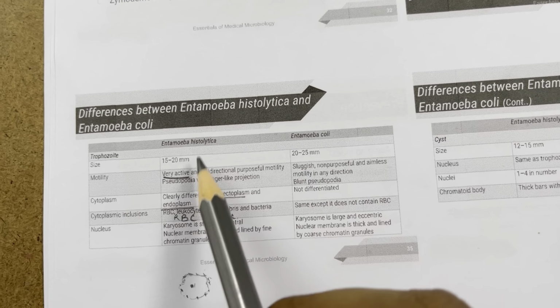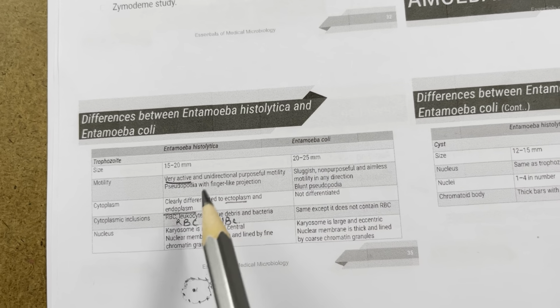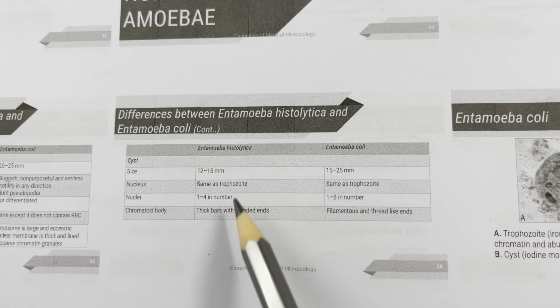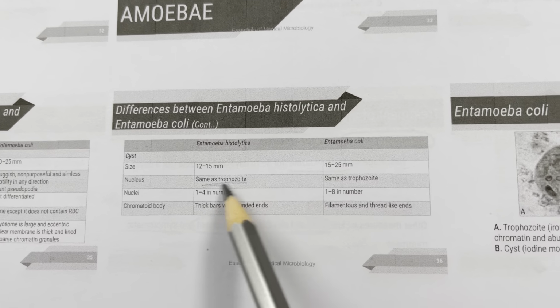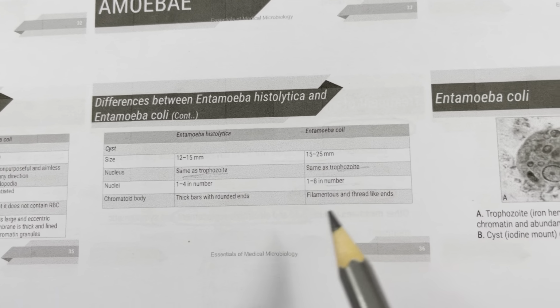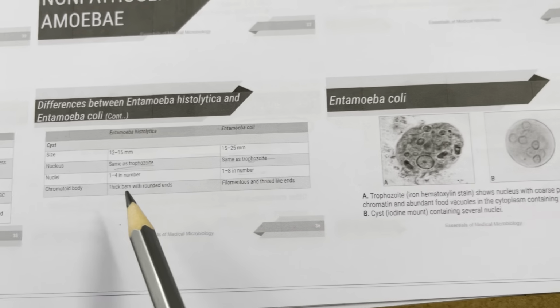And Entamoeba histolytica obviously has pseudopodia, so it is very active in motility. And also basically the nucleus is the same as trophozoites in both. The nucleoli are more in coli. Okay, 1 to 8. Here it is 1 to 4. That's it.